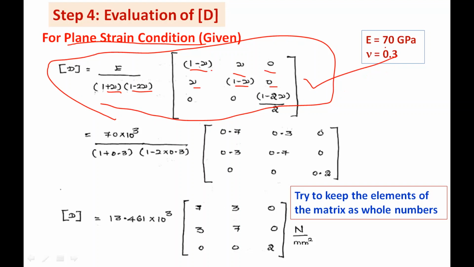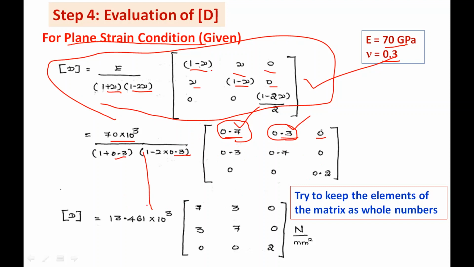Substitute the given values: 70 gigapascal Young's modulus, nu is 0.3. We have to substitute in terms of mm square, because we have used mm for evaluating the B matrix. So 70 gigapascal can be converted into 70 into 10 power 3 Newton per mm square. Here nu is 0.3, and here also we are substituting nu as 0.3. 1 minus nu is 0.7, nu is 0.3. This part will have more contribution than this one.